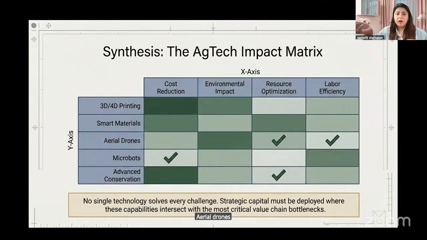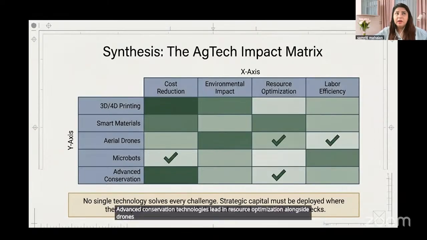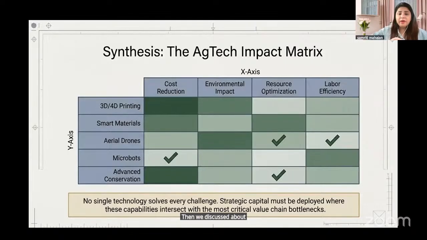Aerial drones deliver the clearest wins in resource optimization and labor efficiencies. Microbots are the standout performer in cost reduction. Advanced conservation technologies lead in resource optimization alongside drones. Then we discussed 3D, 4D printing. So 3D, 4D printing and smart materials offer distributed impact across multiple dimensions.